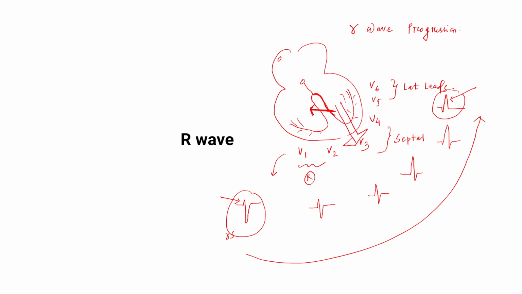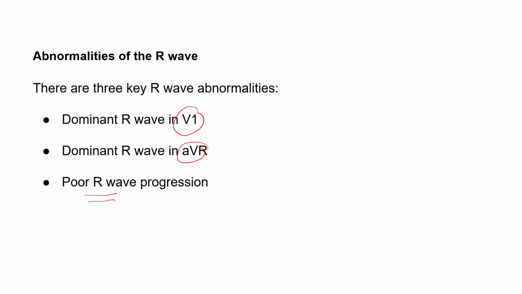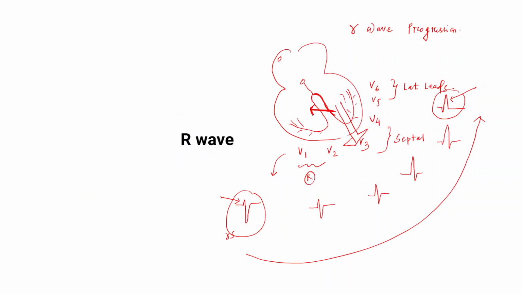After this much of basics, now we'll see what are the abnormalities that will happen with regards to the R wave. The first abnormality that we should know is dominant R wave in V1. As I have already told you, and as you have understood from this image, the R wave has to be very small in V1. So if you are getting a dominant R in V1, that means it is pathological, it is abnormal.